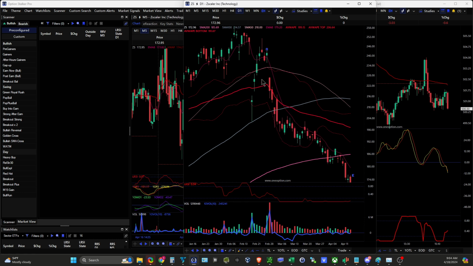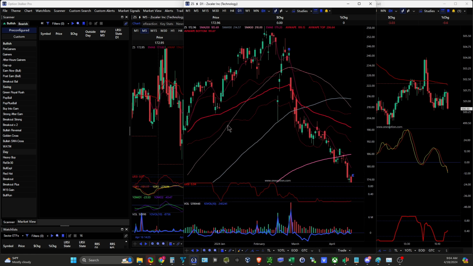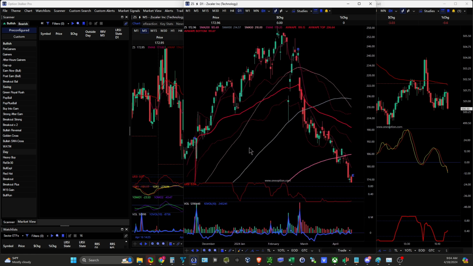Sometimes stocks will often stay within the range of their AVWAP-E, as you can see here on ZS, and then it finally breaks down, and then we get accelerated selling. So that's why I use it. I find that it does work, and it does act as support and resistance. You can see right here.